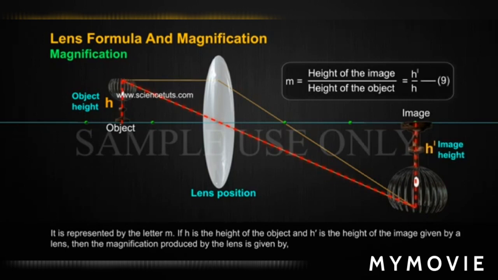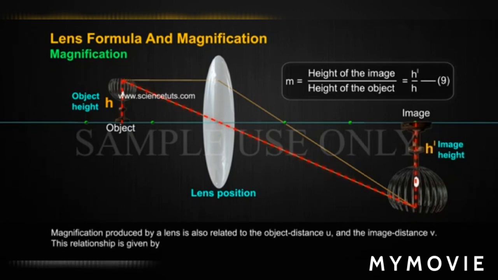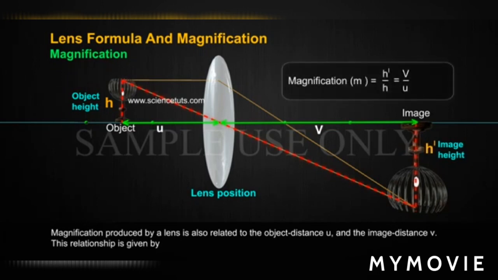Equation 9. Magnification produced by a lens is also related to the object distance u and the image distance v. This relationship is given by magnification m equals h dash by h equals v by u.